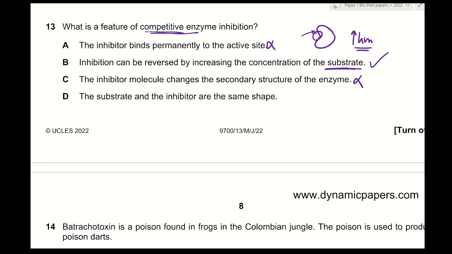That's all. D, the substrate and the inhibitor are the same shape. Not necessarily, because there's something called the induced fit hypothesis. This means that a substrate with a shape not necessarily too complementary to the tertiary structure could still bind to the enzyme and induce the enzyme to mold around the substrate. Therefore, this is incorrect and it's not necessarily correct. Therefore, the answer is going to be B.